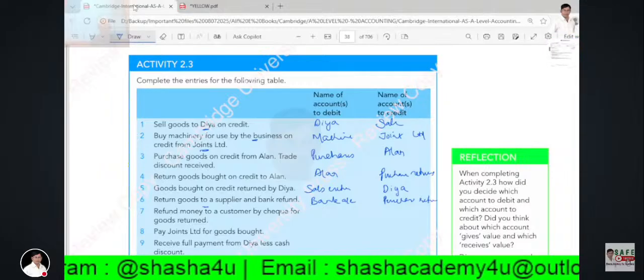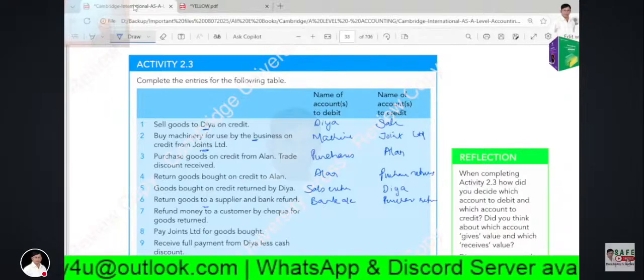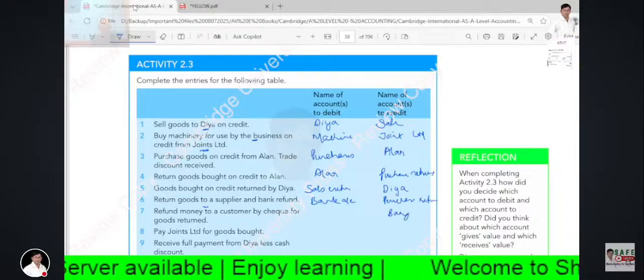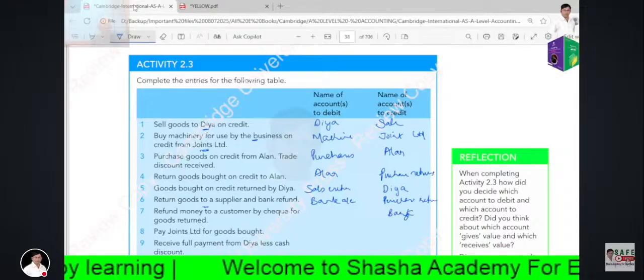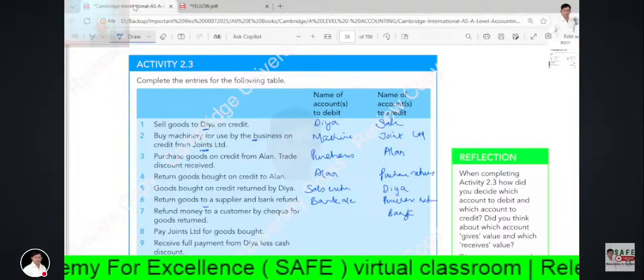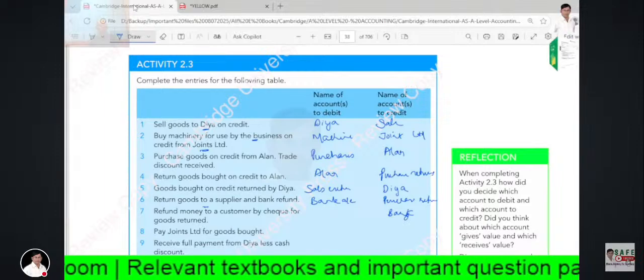So refund money to customer by check for goods return. So now we have to give the money back. Some customer has given us money, so he has given us back the goods. So it is sales returns.